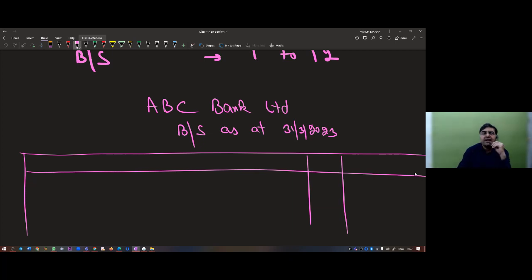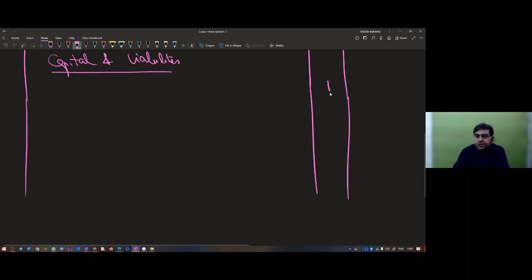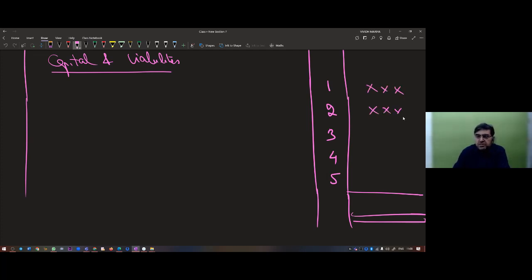So we start with the balance sheet. In brief, the first side is capital and liabilities. And we are having total 5 schedules here. Schedule 1, Schedule 2, Schedule 3, Schedule 4, Schedule 5, and this is the total of the capital plus liability side amounts. So Schedule 1 to 5, let's remember Schedule 1 to 5.